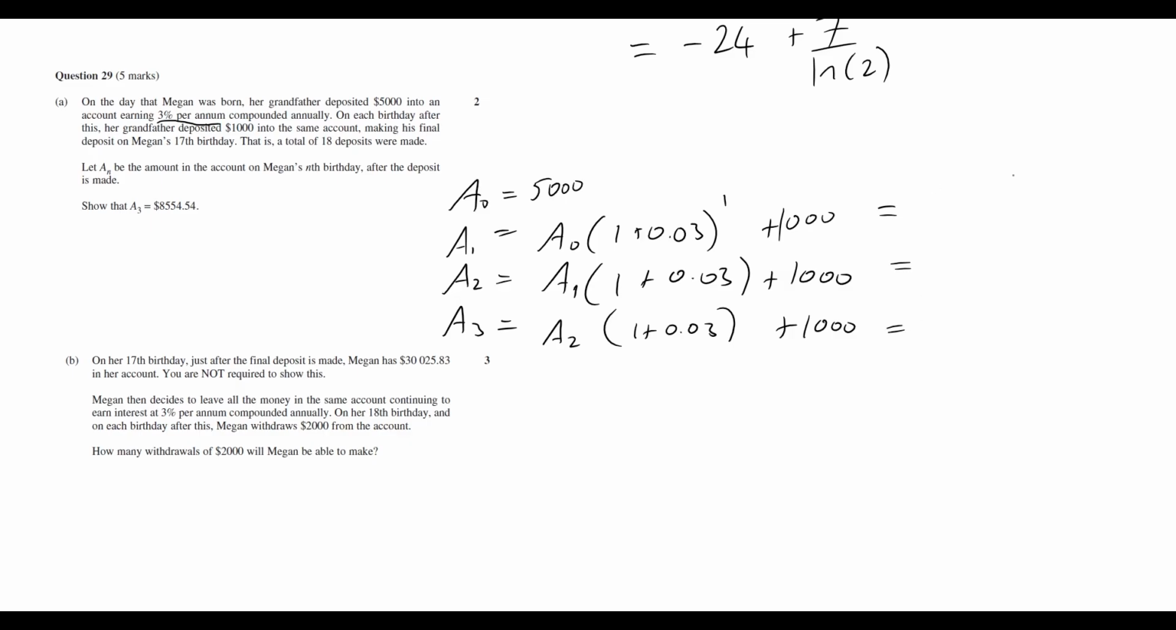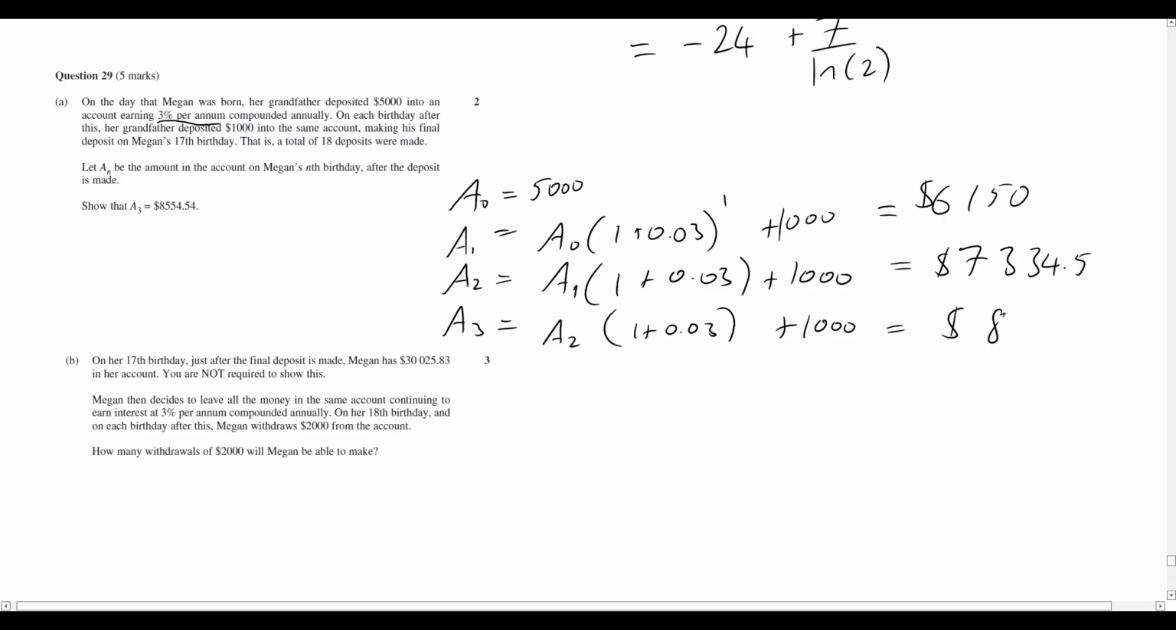is that for after 1 year, there should be $6,150. After 2, now using that A1 value, we'll end up with $7,334.50. And now for A3, we get exactly $8,554.54 as required in Part A.